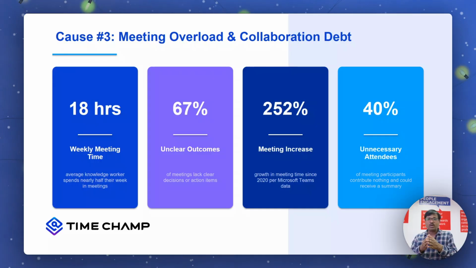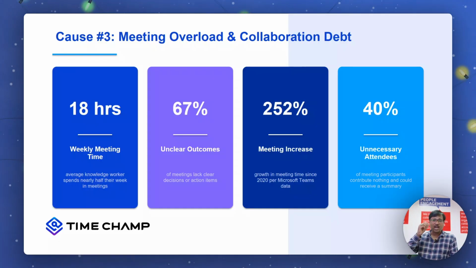But here is what makes this truly costly. Workforce analytics consistently shows that 67% of meetings have unclear outcomes, and approximately half of the attendees are unnecessary. Am I correct? Yes. Let's look at how we got here.